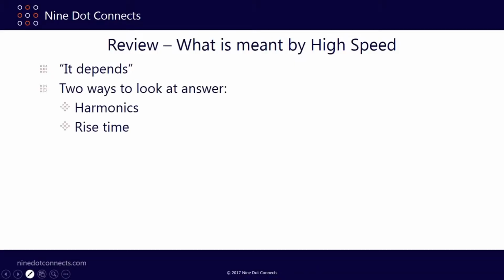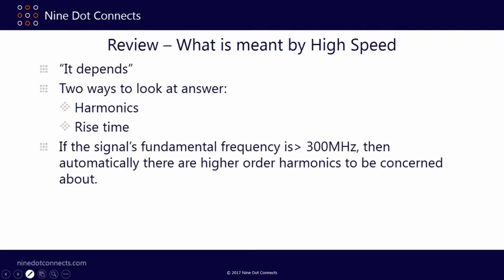So with the answer being it depends, we have to understand that you need to look at two ways of understanding the answer, and that is, are you going to look at it in relationship to harmonic content or the rise time of the signal? If the signal's fundamental frequency is 300 megahertz, then automatically there are going to be higher order harmonics to be concerned about. And if that doesn't make sense automatically to you, bear with me, this will make sense later on in the presentation.